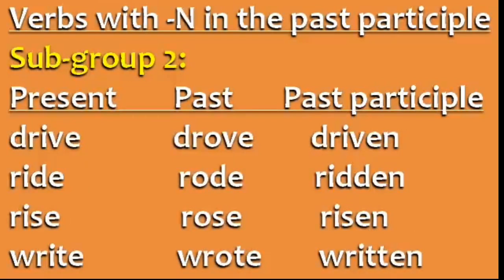Subgroup 2 has O in the past but not in the past participle. Drive, drove, driven. Ride, rode, ridden. Rise, rose, risen. Write, wrote, written. Notice that the sound of the I changes from the present to the past participle. The present is drive, and the past participle is not driven, but driven.